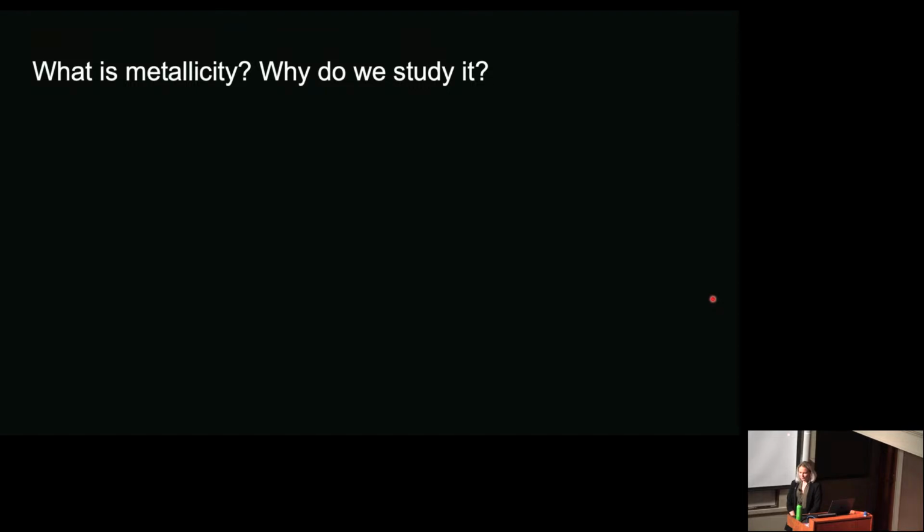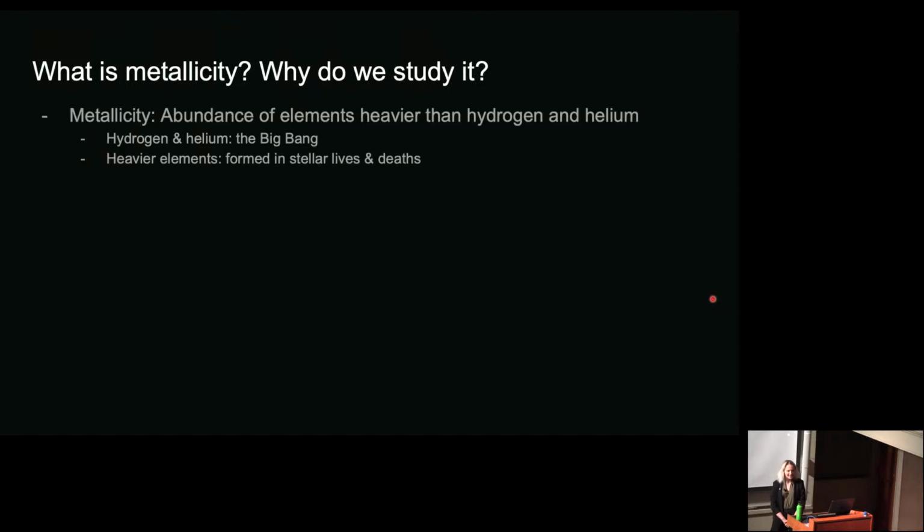So first, I'll introduce metallicity and why we study it. In astronomy, metallicity is considered the abundance of elements heavier than hydrogen and helium, because it's known that hydrogen and helium were formed shortly after the Big Bang in what we call nucleosynthesis, but all of the heavier elements are only known to have formed in star lives and deaths.